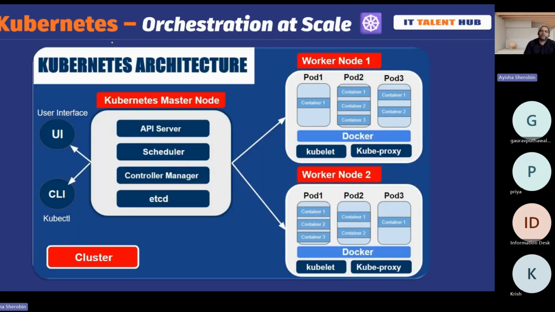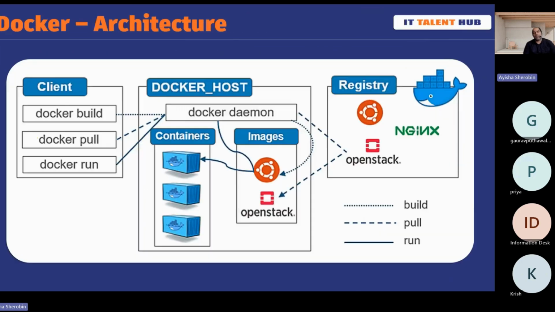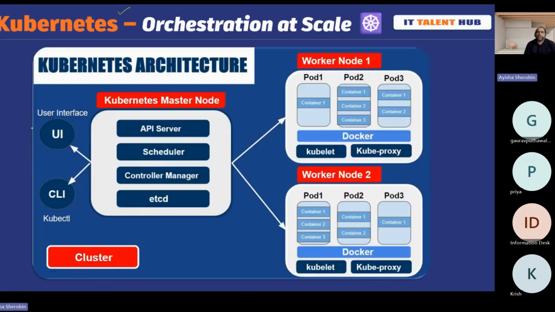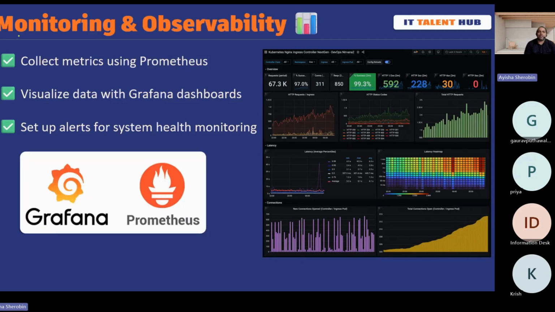So this is Kubernetes architecture. This is how Kubernetes architecture looks, and this is the Docker architecture. These architectures and everything we will actually be learning in our regular courses. We will also be learning about monitoring tools, very trending tools like Prometheus and Grafana.